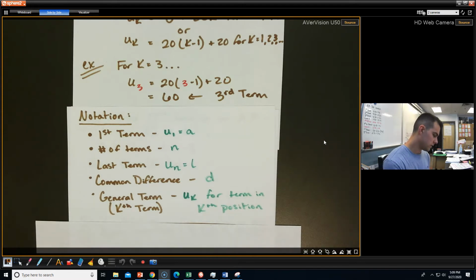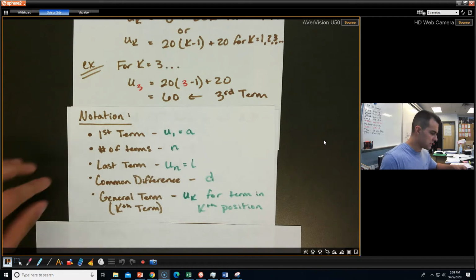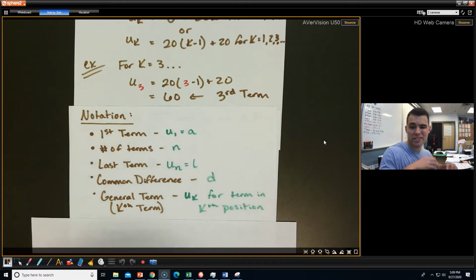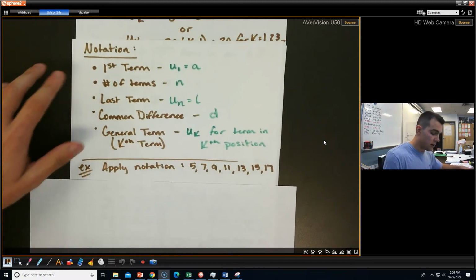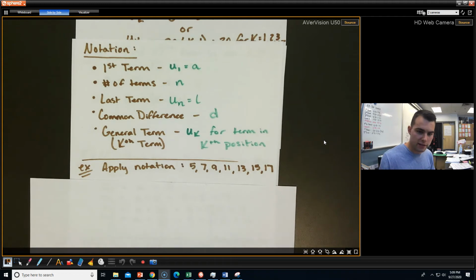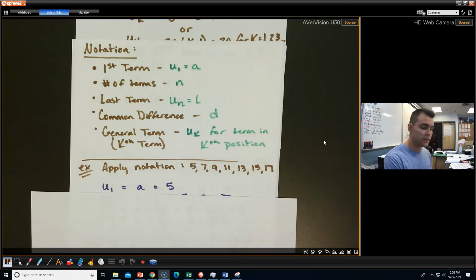So now let's actually apply this notation. Let's see what this stuff will look like, and let's build towards something that's a little bit more concrete. Because right now we're just kind of taking shots in the dark, and you're just kind of seeing examples, right? So let's say I have this arithmetic sequence, 5, 7, 9, 11, 13, 15, 17. Well, I know what my first term is. It's mu sub 1, it equals a, and it equals 5.